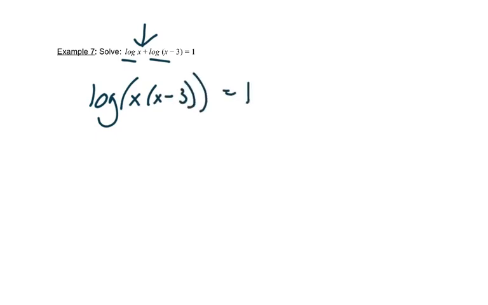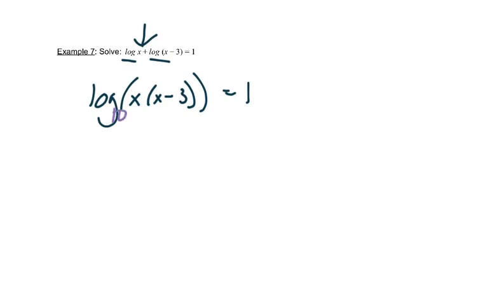Okay, so in this problem, you can see that we've got log written 2 different times. And we can't solve it when there's a log written 2 different times. We have to smash them together. So here's that plus sign. That means that we can rewrite this as x times x minus 3 equals 1.